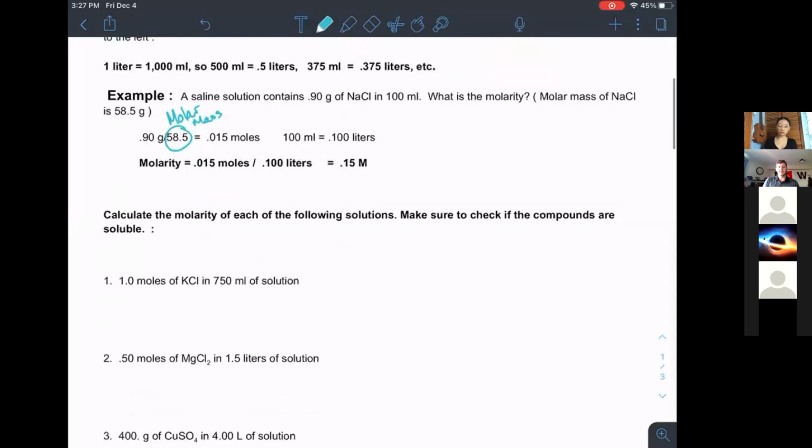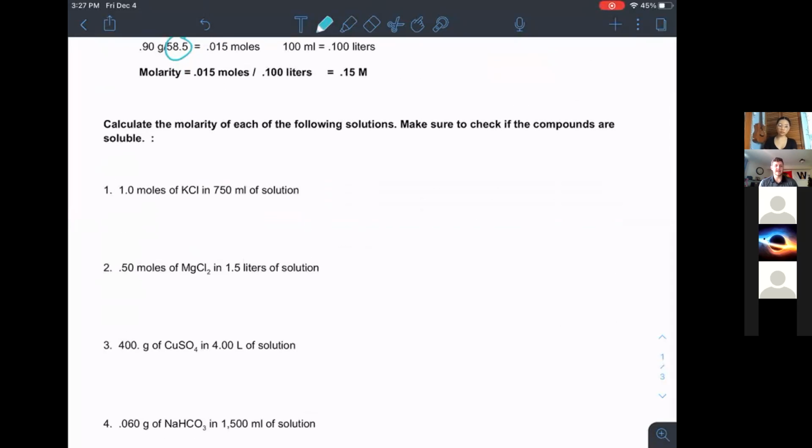So let's look at the problems below. It says calculate the molarity for each of the following solutions, and we need to make sure we check if the compounds are soluble. If we are checking to make sure our compounds are soluble, where will we look? Where are we going to look to see if the compounds are soluble?